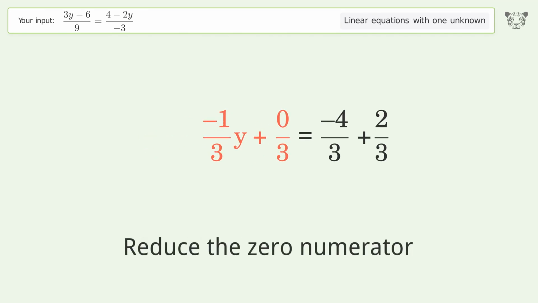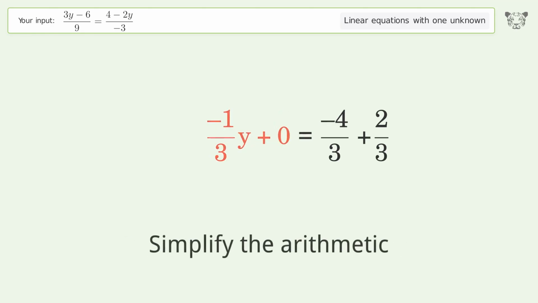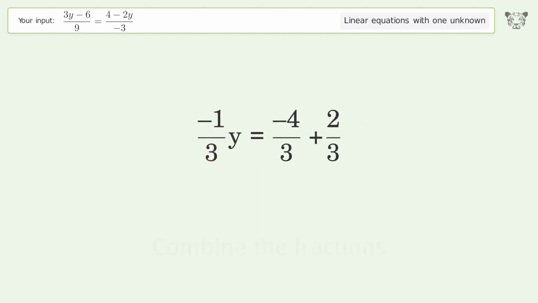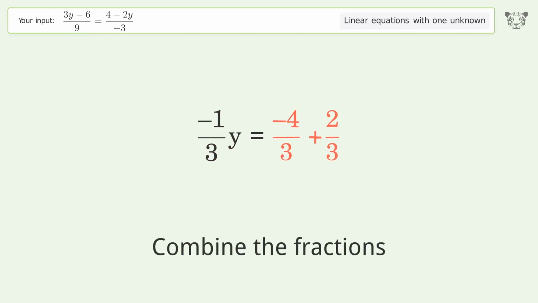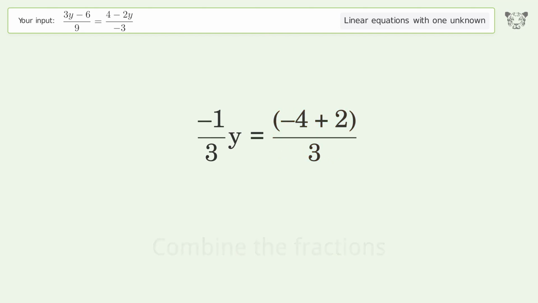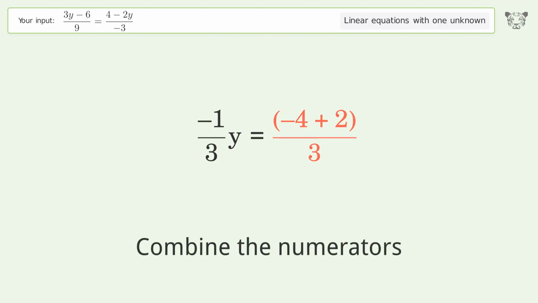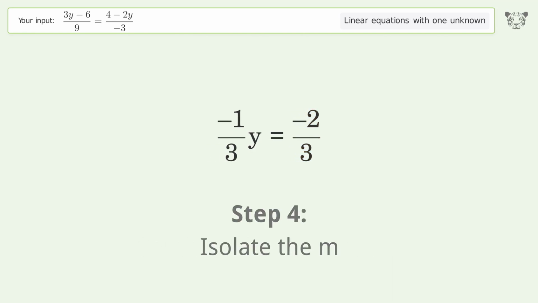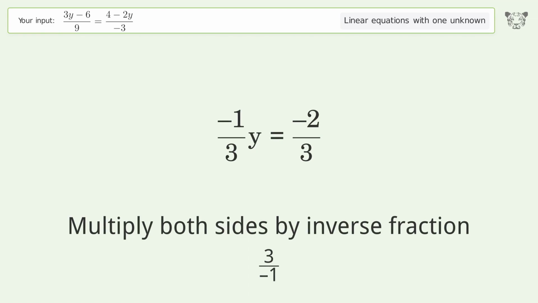Reduce the zero numerator. Simplify the arithmetic. Combine the fractions. Combine the numerators. Isolate the m. Multiply both sides by inverse fraction 3 over -1.